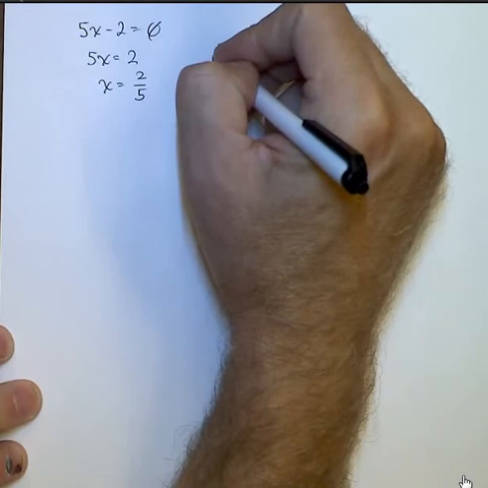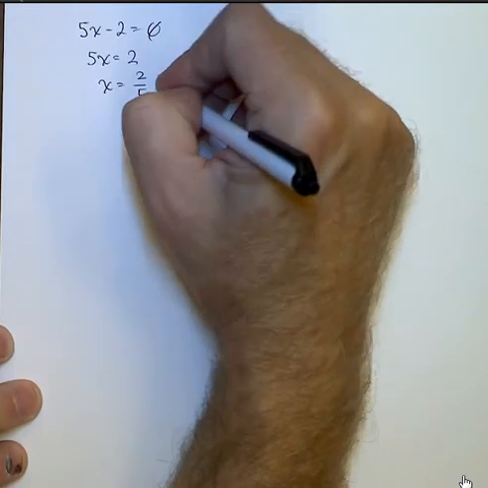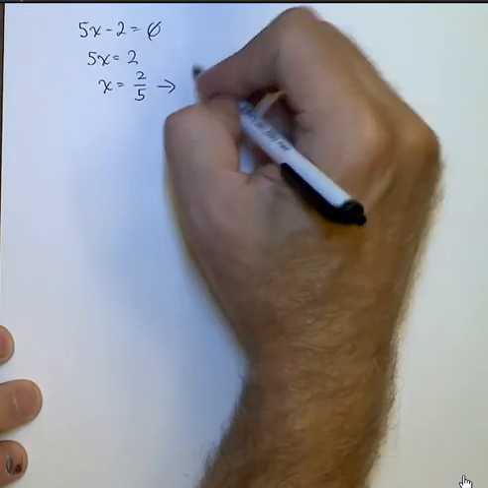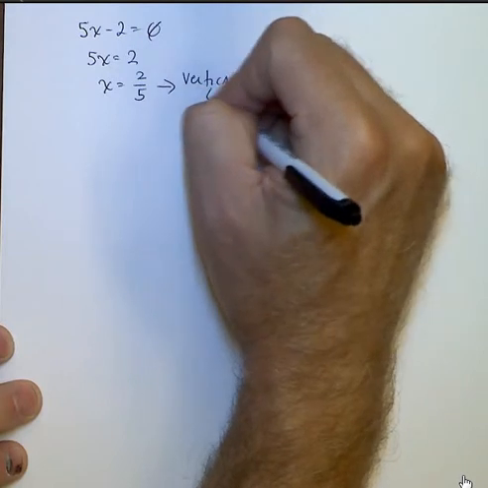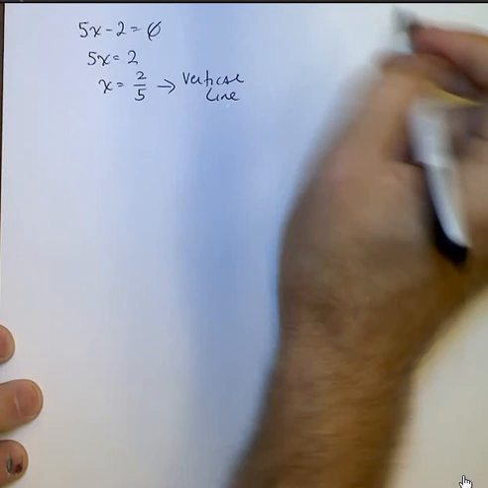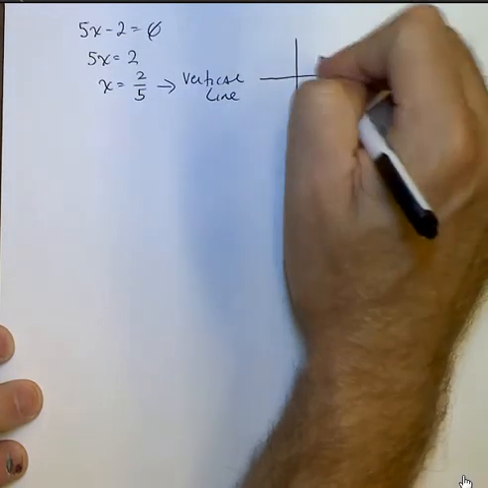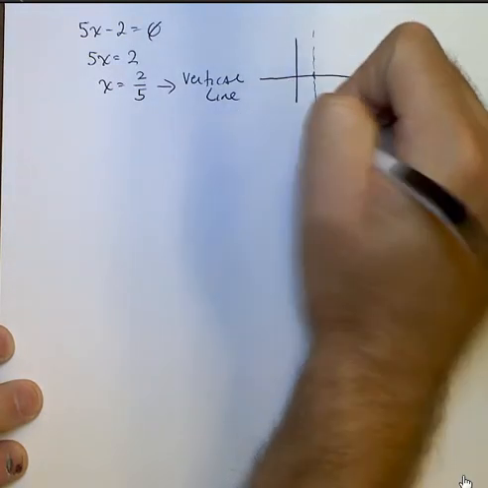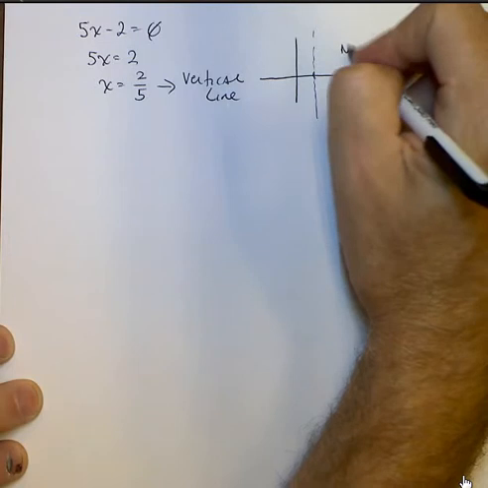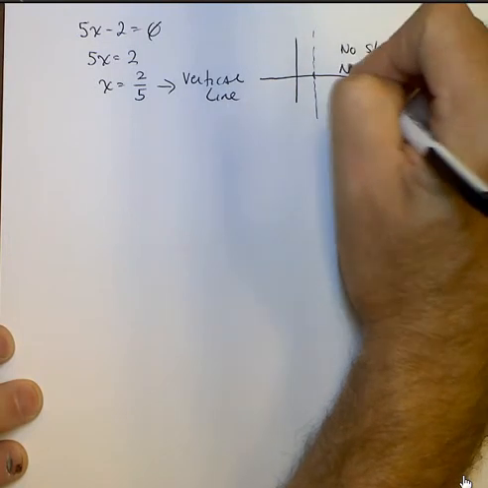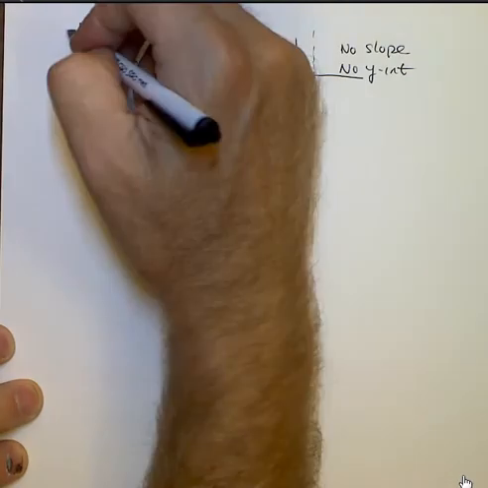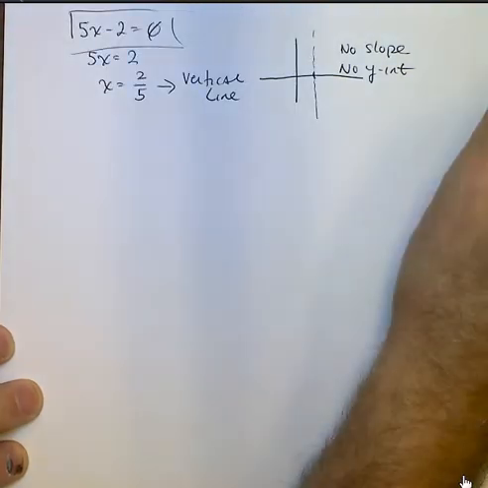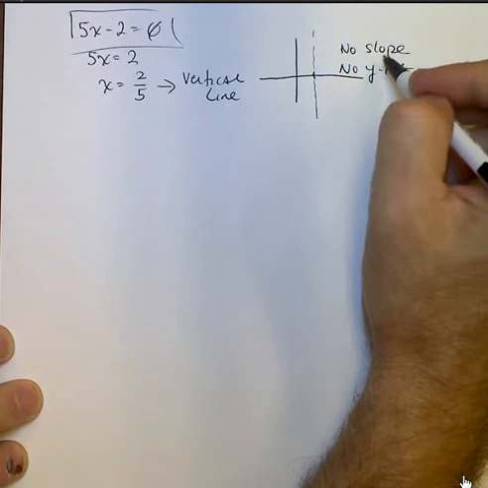You got to remember, when you have x equals a value, that's a vertical line, and remember a vertical line has no slope. In this case, no y-intercept. So you were given this equation, I asked you for the slope and the y-intercept, you're going to end up with no slope, no y-intercept.